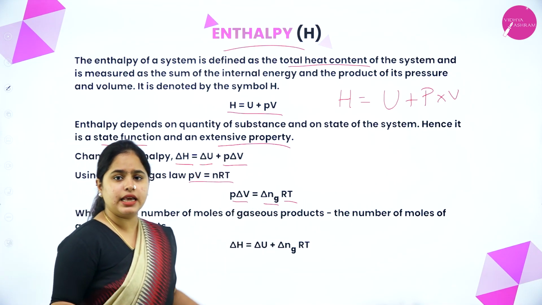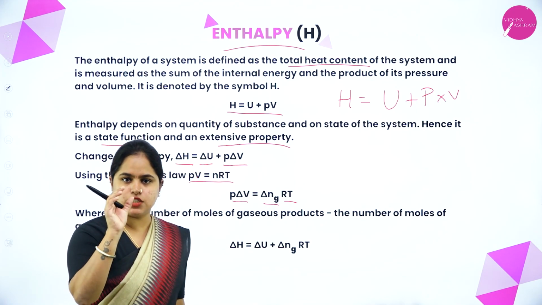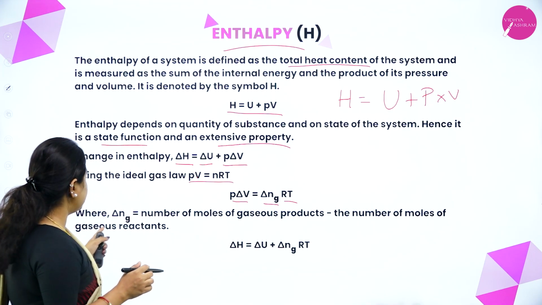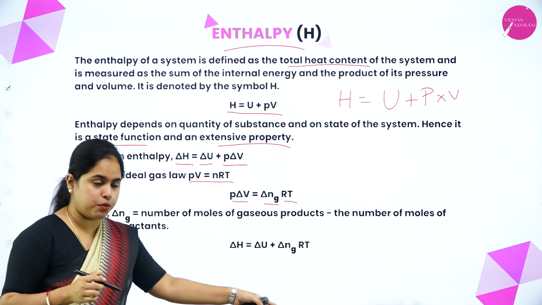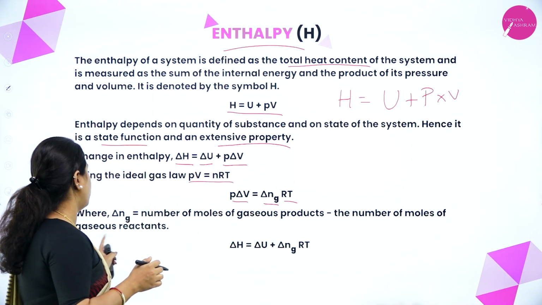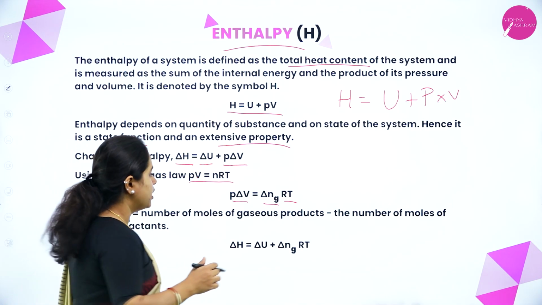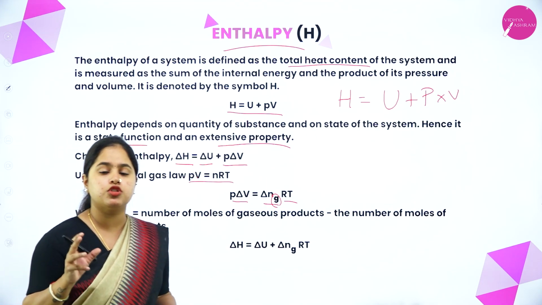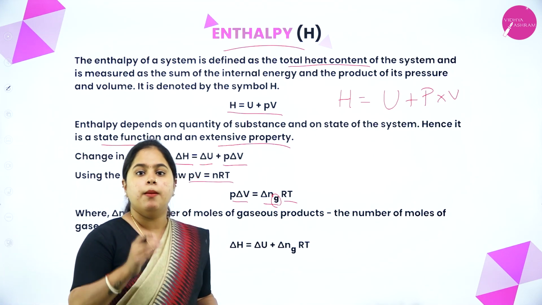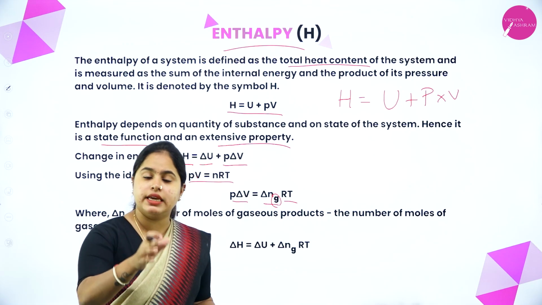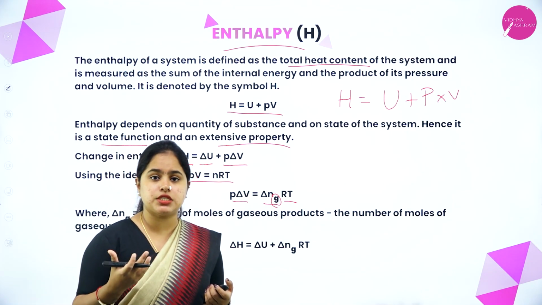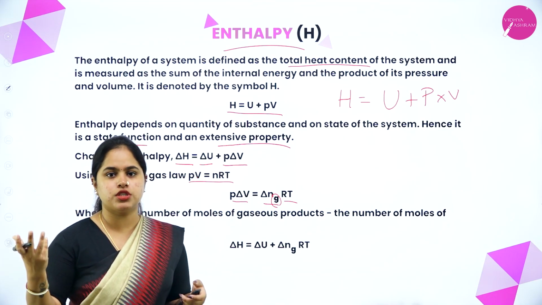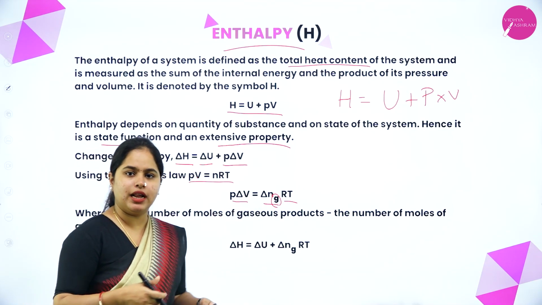Now, what is delta Ng? We know n stands for the number of moles. Now, what is delta Ng? Yes, it is the number of moles of gaseous products minus the number of moles of gaseous reactants. Okay. So, that is why you can see this g here. It is only the number of moles of gaseous products minus the number of moles of gaseous reactants. Only in the gaseous states the products and reactants are counted. The difference in the number of moles of those gives the value delta Ng.